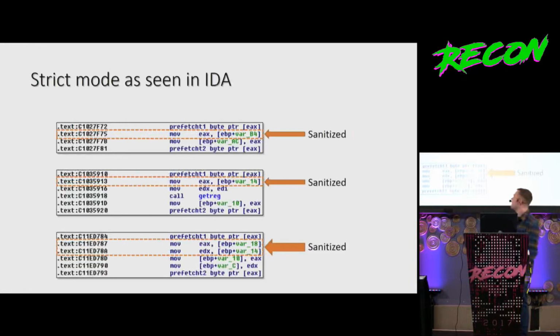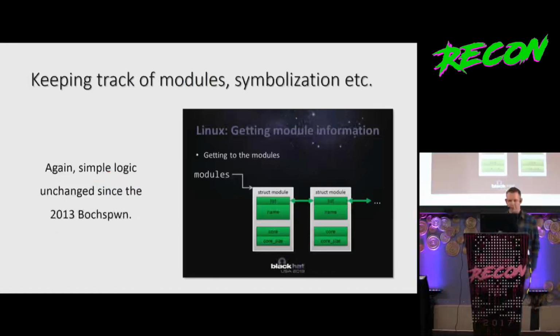So here you can see how it works in IDA. We have these 2 instructions, prefetch 1, prefetch 2, and in between them we have the evaluation of the expression and all of the reads that have the same ESP. So the marked areas are basically sanitized and detected by Bochspwn here.